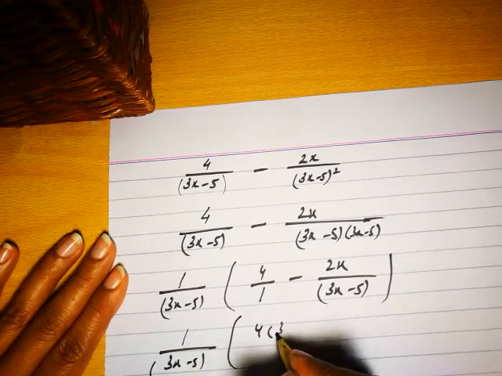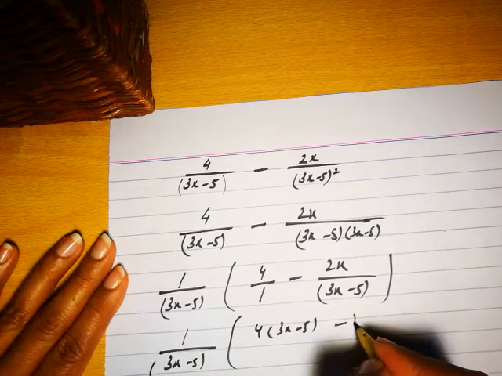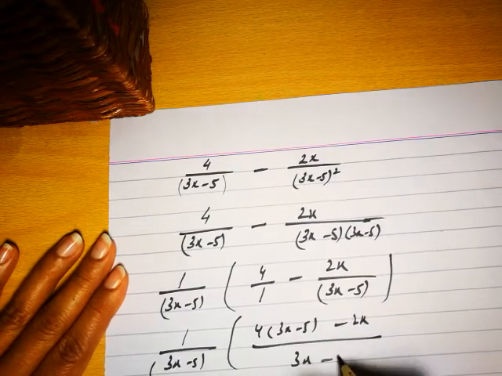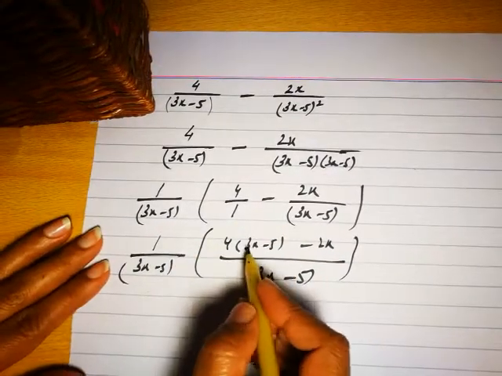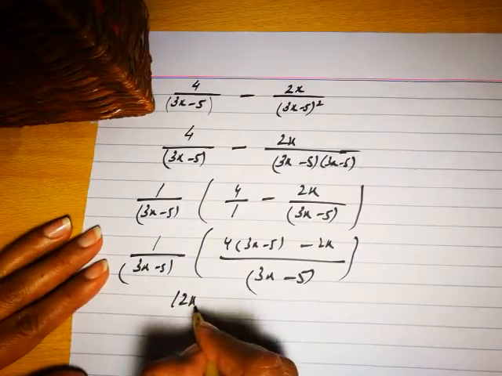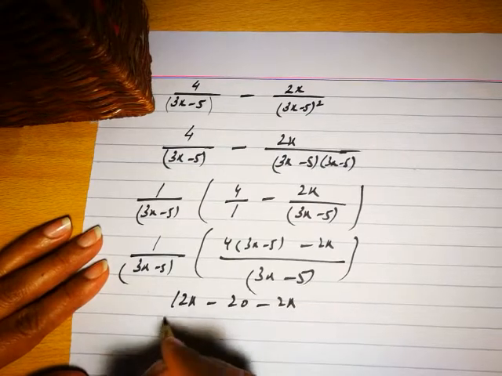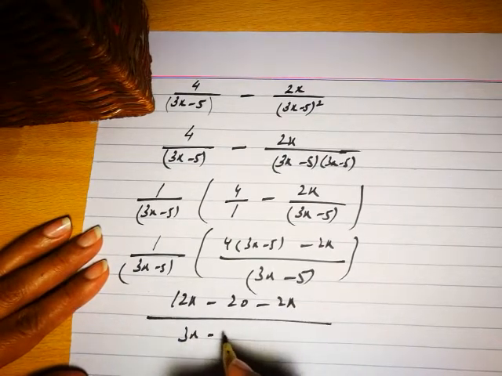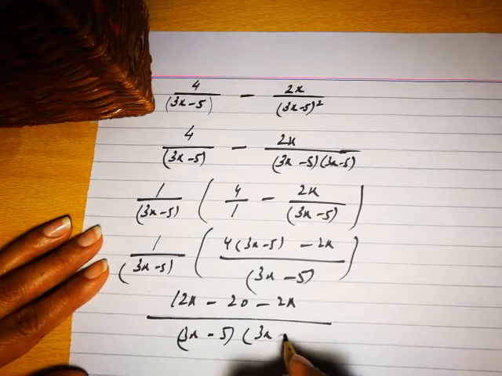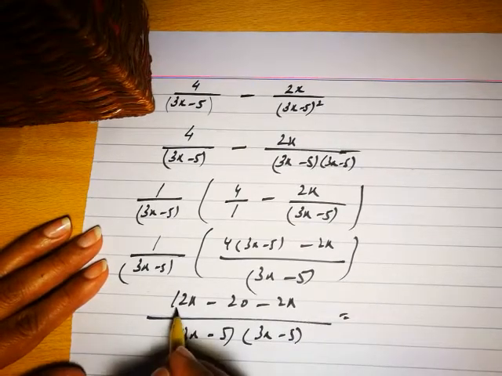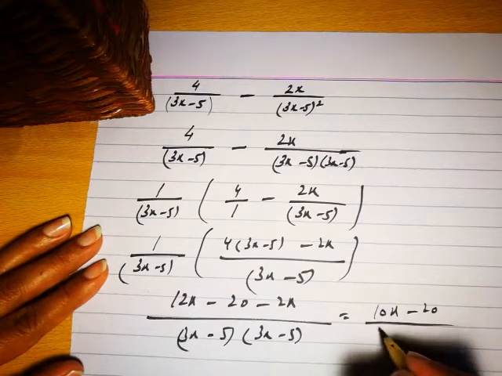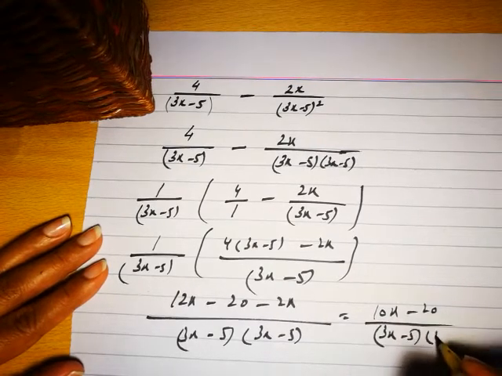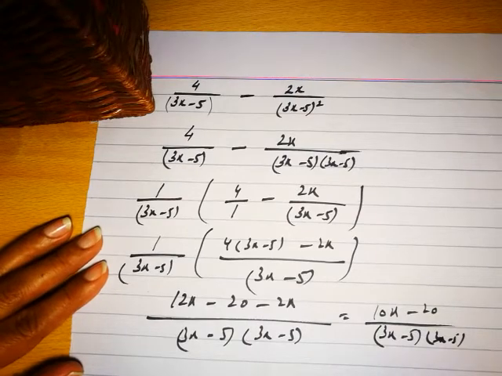You're going to multiply this by 3x minus 5 minus 2x over 3x minus 5. So you're going to open the bracket. 4 times 3x will give you 12x minus 20 minus 2x over 3x minus 5, and 3x minus 5 will give you 12x minus 2x will give you 10x minus 20 over 3x minus 5 and 3x minus 5.